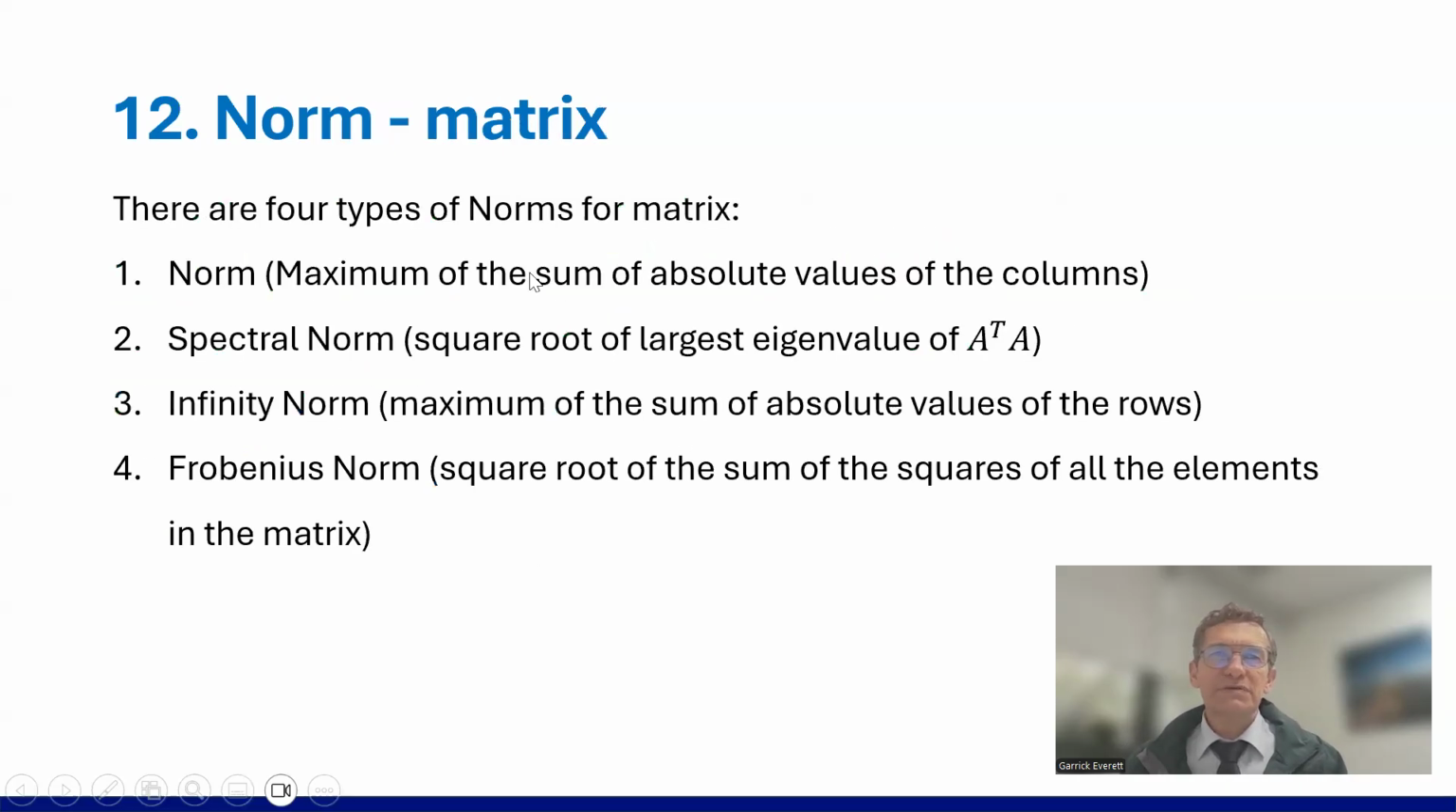Norm of a matrix, there are 4 types of norms for matrices. So the 1 norm, 2 norm, 3 norm, 4 norm. The standard norm is just the maximum sum of the columns. The spectral norm is the square root of the largest eigenvalue of A transpose A. Infinity norm is the maximum sum of the absolute value of the rows. So these two are identical, just transposed. They're just one's across, one's down. Obviously not the same answers, but one's just downwards and one's across.